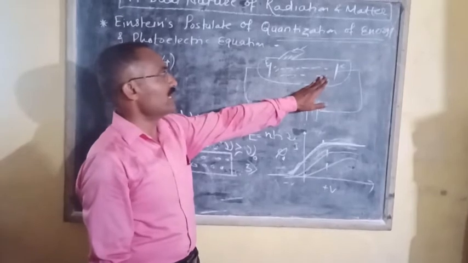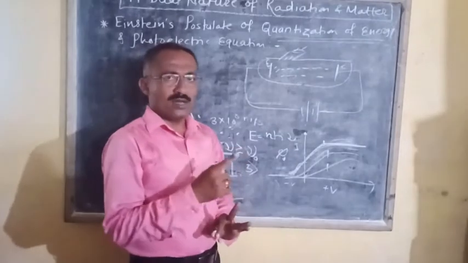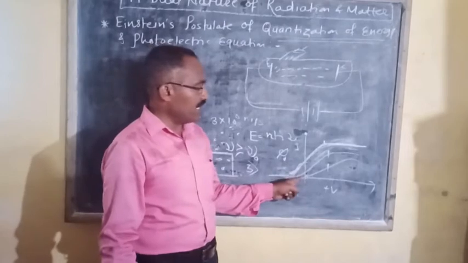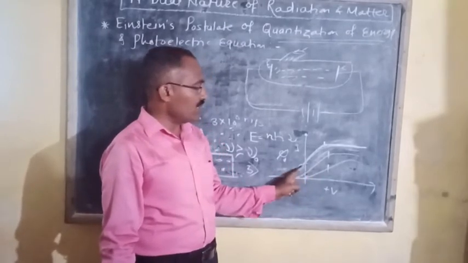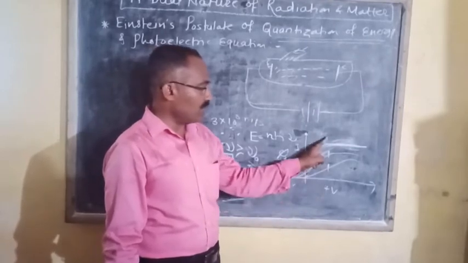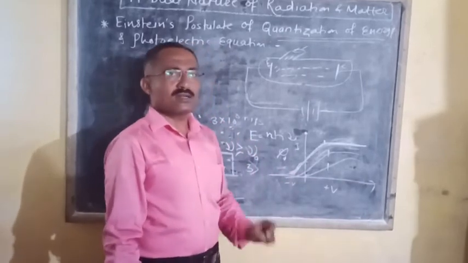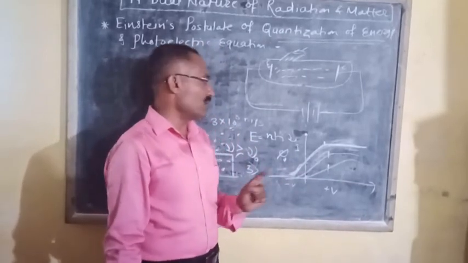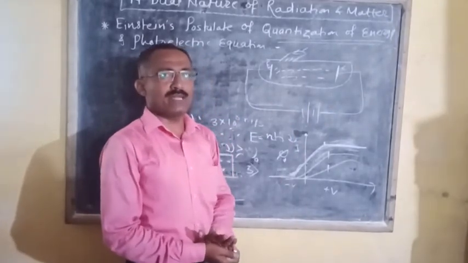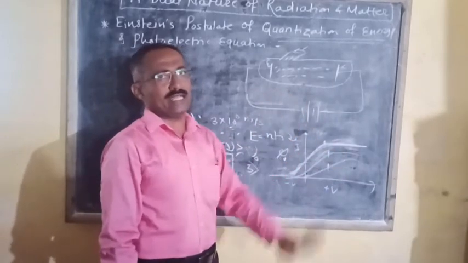This is the fourth characteristic, which means the photoelectric current flowing through the circuit initially increases when the accelerating potential is increased, but after a particular potential, even if the potential is increased, the current flowing through the circuit will remain constant, and that is called the saturation current. This is the fourth characteristic.